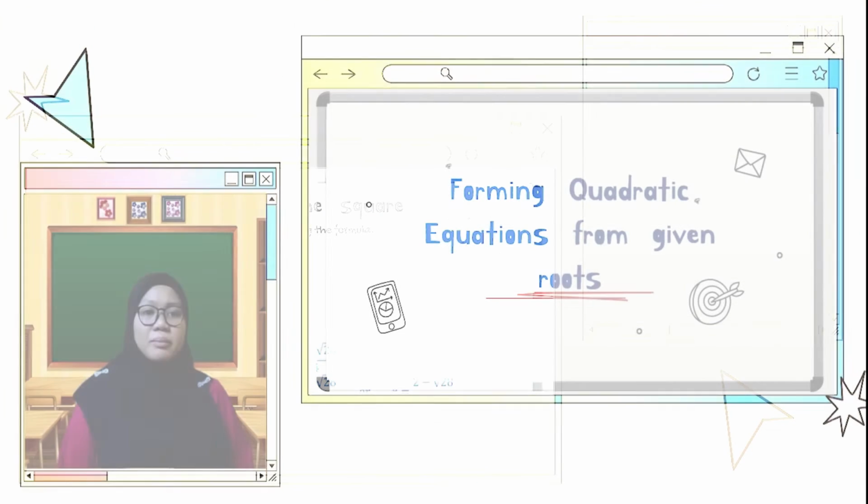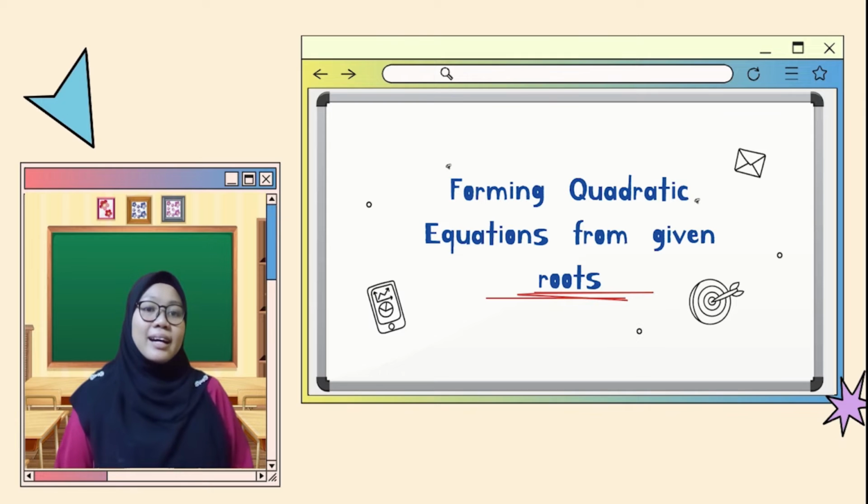You guys still with me? Okay, now we are entering a new mini topic for this session, in which we will be learning how to form a quadratic equation from given roots.